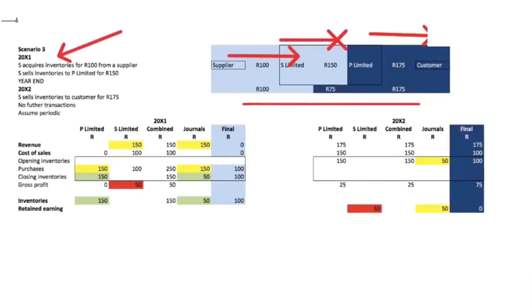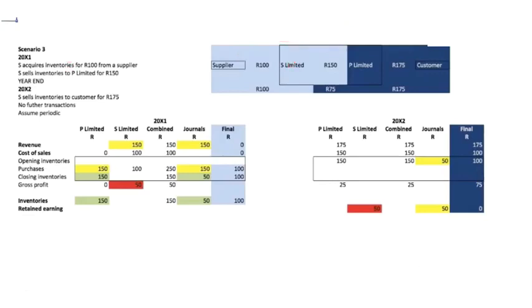Ultimately, the group must realize a gross profit of 75 rand, with a cost of sale of 100 and revenue of 175. Now focusing on our first year, which is the same as scenario 2, so forgive the brevity in the explanation. You have the intragroup sale of inventories for 150 rand from the subsidiary to the parent. The subsidiary therefore is showing a gross profit in the first year of 50 rand, being the inventories acquired for 100, sold onwards for 150. The parent company has not yet sold those, so has transferred those inventories to inventories in the statement of financial position, denoted in the two green blocks.